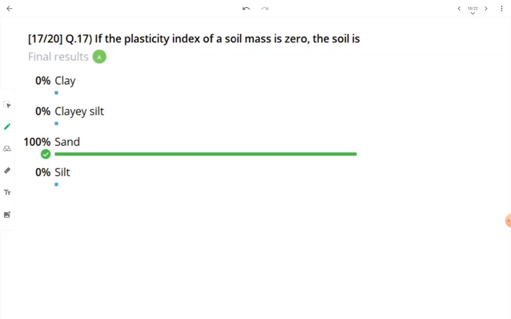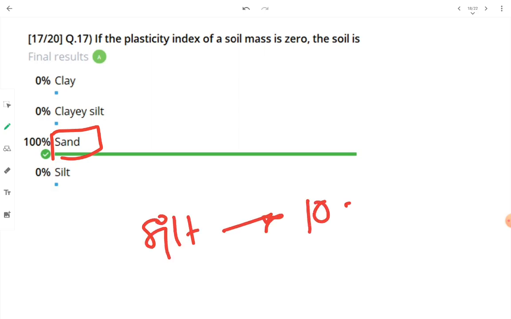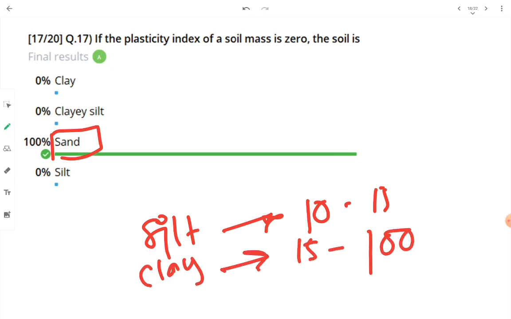All right. Then, if the plasticity index of a soil mass is 0, then the soil is sand. Sand is totally a non-plastic material. If it is silt, the plasticity index is 10 to 15. For clay, it ranges from 15 to 100. Plasticity index for clay ranges from 50 to 100, and for silt it is 10 to 15. When we are saying that PI is 0, you have to remember that it is sand.